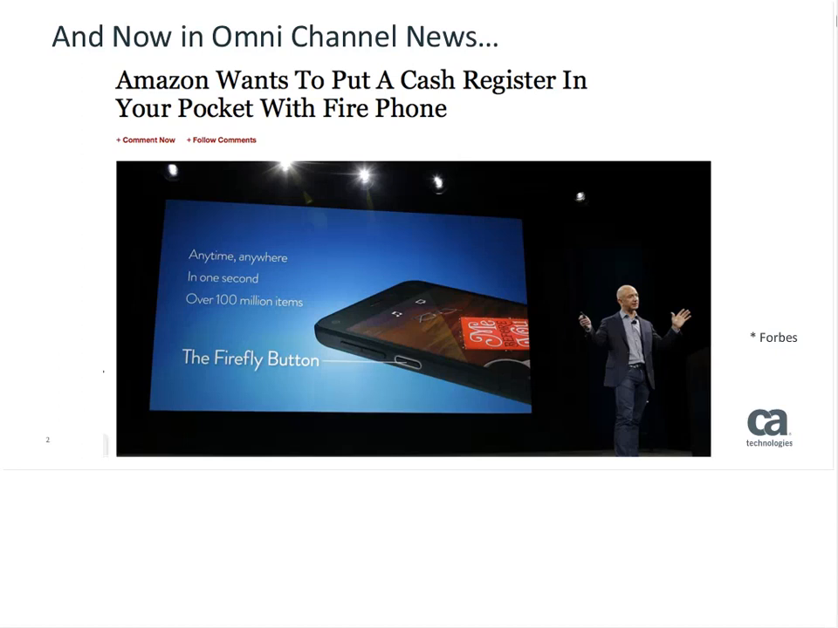In my mind, it really is one strong stake in the ground in omni-channel against the big box retailers. I think it's going to be really interesting to see where that plays out.